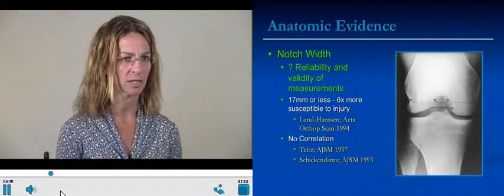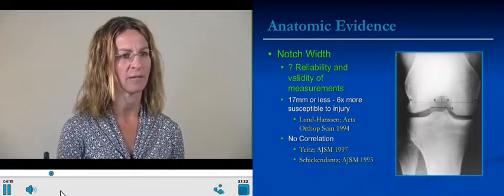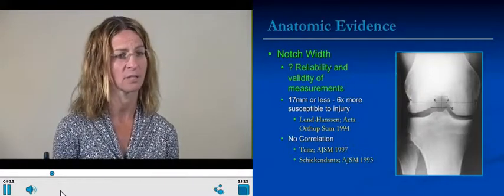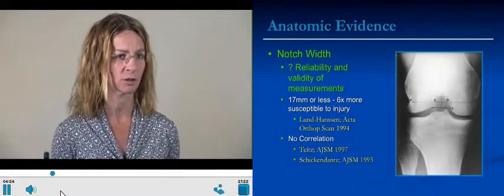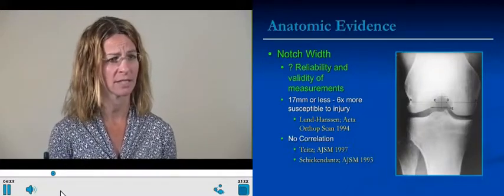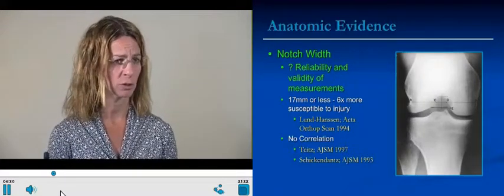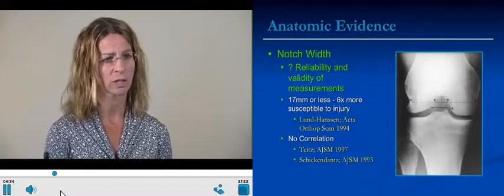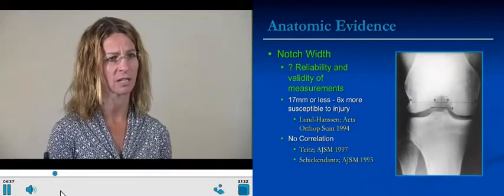So there was one study done in 1994 that suggested that if the notch width was 17 millimeters or less, the person was 6 times more susceptible to an injury. And then, however, there were other studies in American Journal of Sports Medicine in 1997 and 1993 that showed no correlation at all. So a little bit of equivocal evidence there.